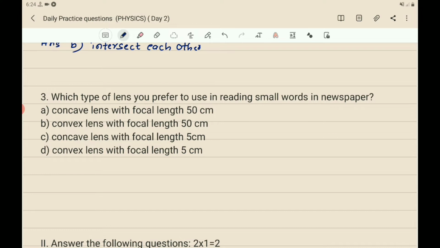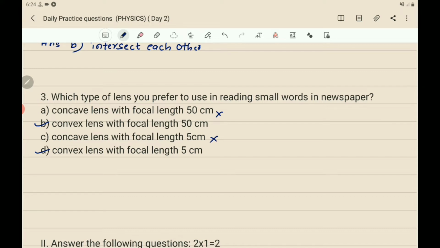Which type of lens you prefer to use in reading small words in newspaper? Here the 4 options are: a concave lens with focal length 50 cm, convex lens with focal length 50 cm, and concave lens with focal length 5 cm, convex lens with focal length 5 cm. Here the reading lens is convex lens. Reading lens is convex lens, so you can't choose these 2 options.